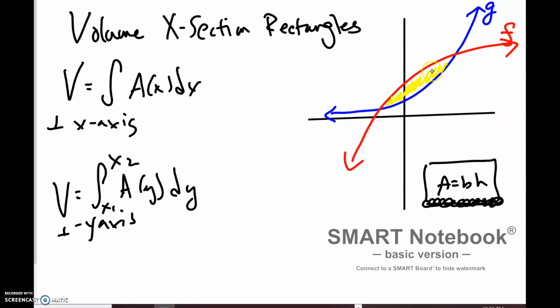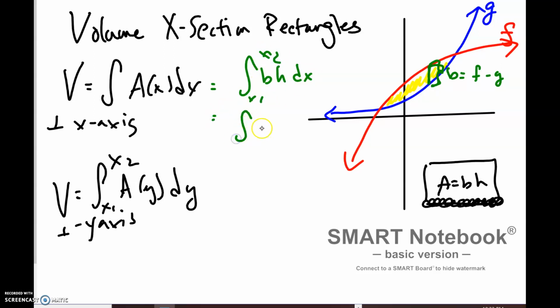Perpendicular to the x-axis is a vertical line. I need that vertical distance. This is going to be my B, which in this case, that is the worst bracket ever, this is going to be F minus G. Okay, so it'd be the integral of base times height dx, or in other words, F of x minus G of x times H dx.